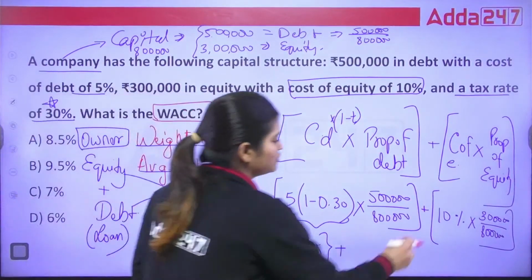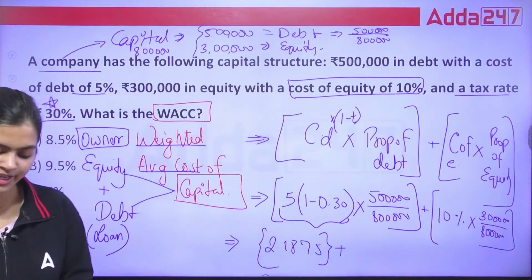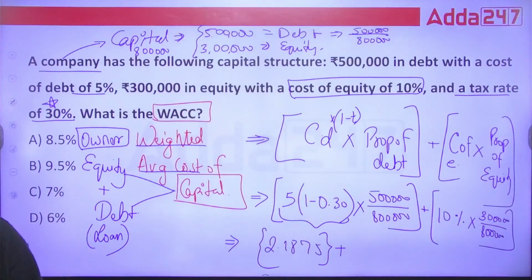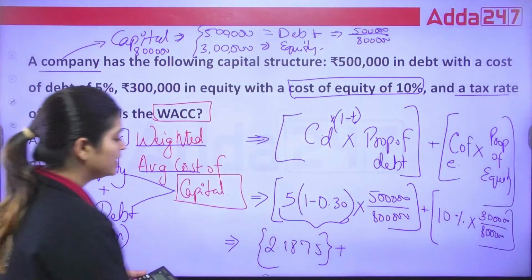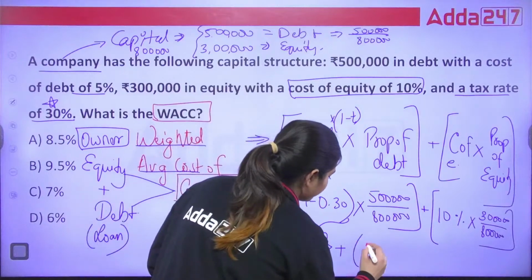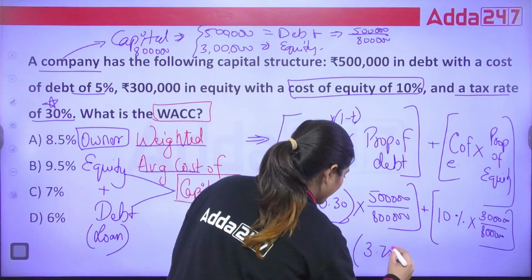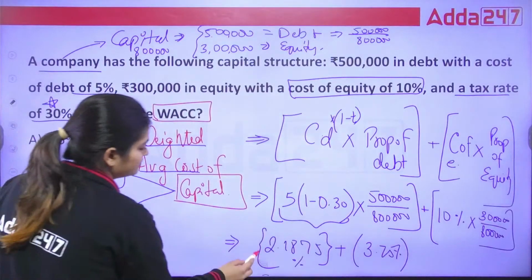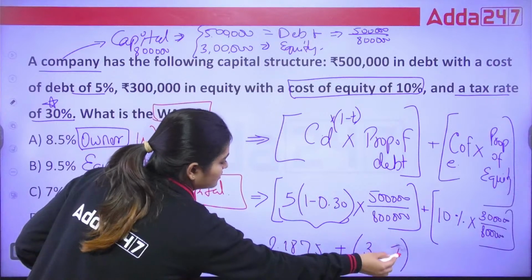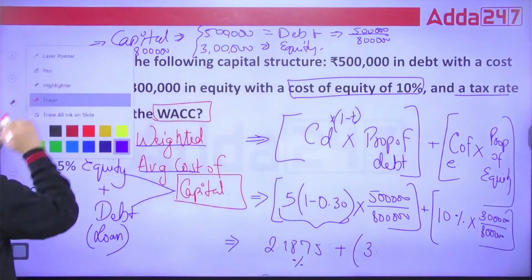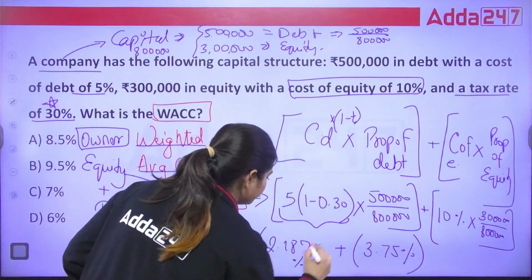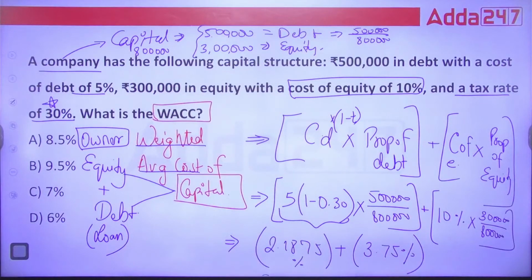Then for the next bracket, what are we going to do? 3 lakh divided by 8 lakh into 10%. So what is the amount we are getting in the next bracket? This is in percentage. So the next bracket amount will be 3.75%. Let's see, tell me, what is the final answer? It is 3.75 plus 2.1875.